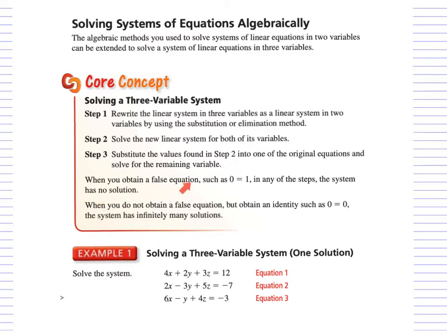When you obtain a false equation, such as 0 equals 1, in any of the steps, the system has no solution, just like we do when we solve any algebraic equation. If you get a false statement, there's no solution, so you can quit. When you get a true statement like 0 equals 0, this system has infinitely many solutions. That's where they all cross in the same line, okay? And all you have to state is infinitely many solutions. So let's look at example 1.